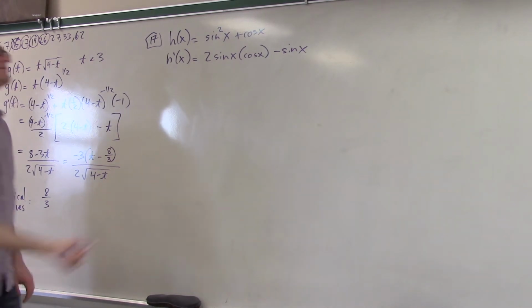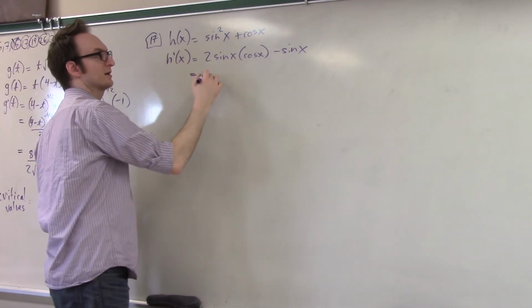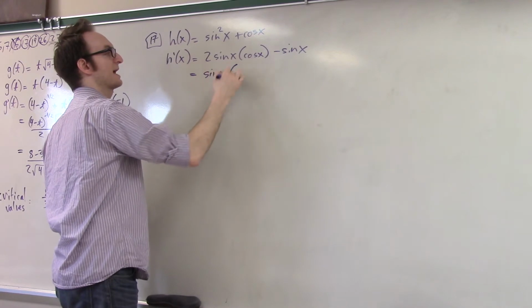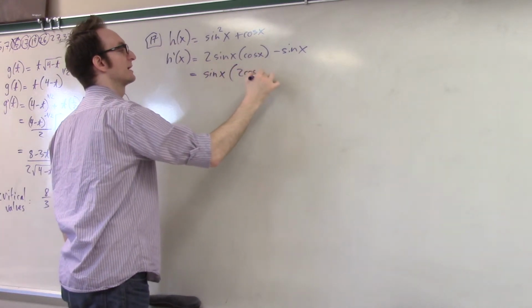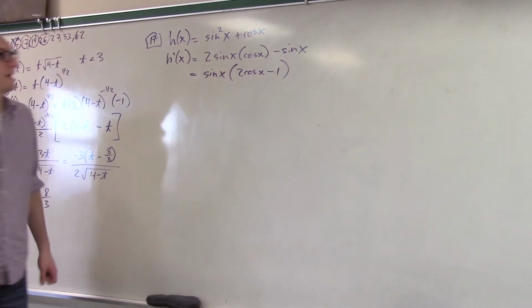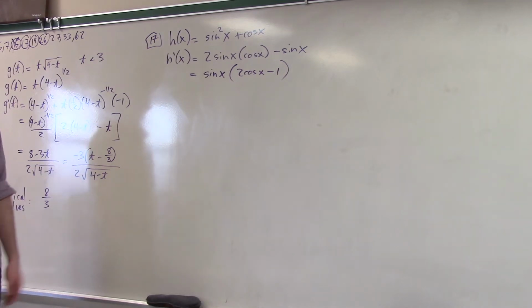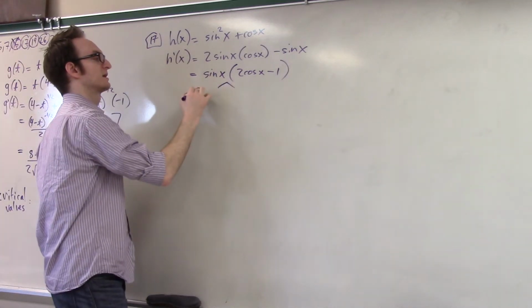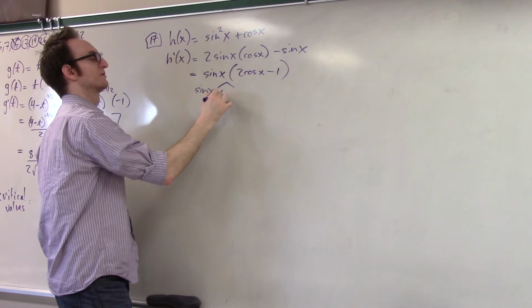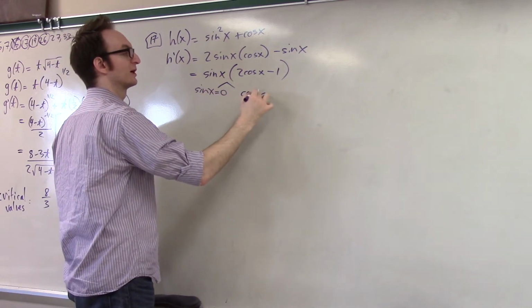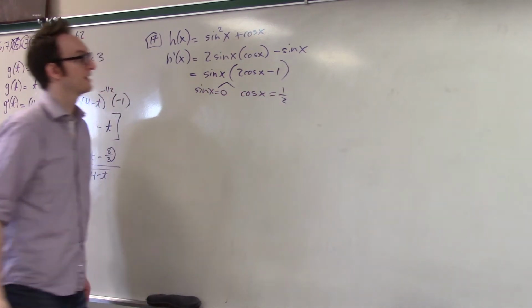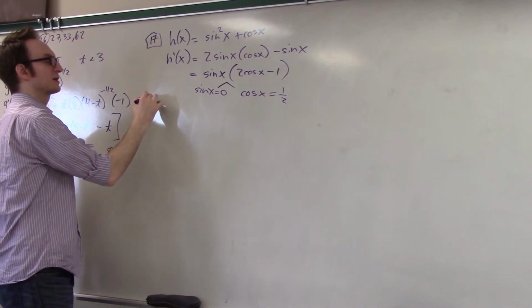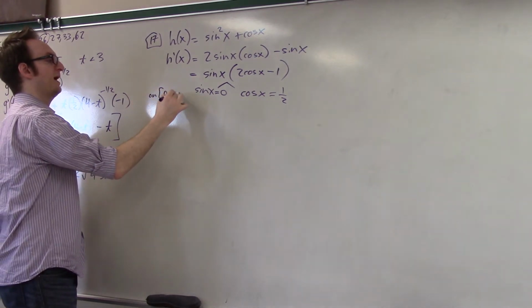Okay, excellent. Let's again factor. If I factor out sine x, then I'm left with 2 cosine x minus 1. And figuring out when this is 0 is pretty easy. This derivative is going to be 0 whenever sine is 0 or whenever cosine x is 1/2. And they specifically wanted me to do this on the interval from 0 to 2 pi.